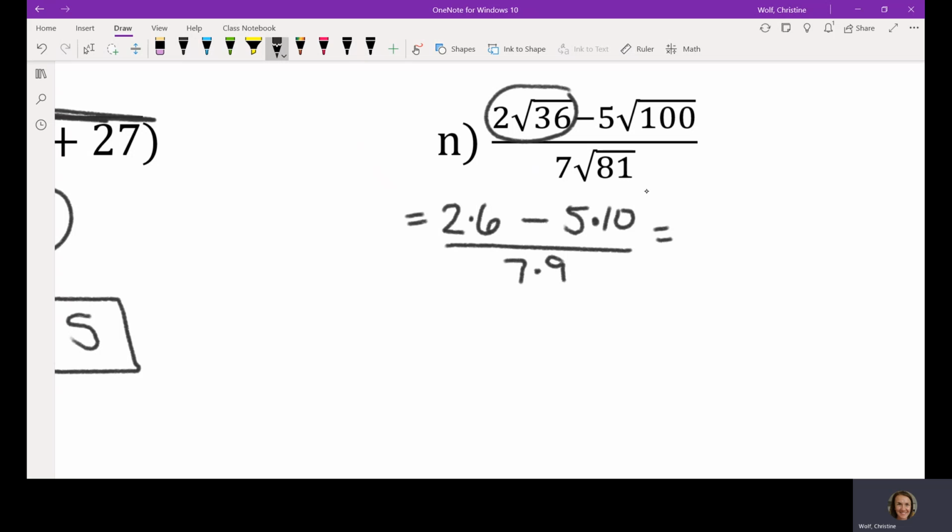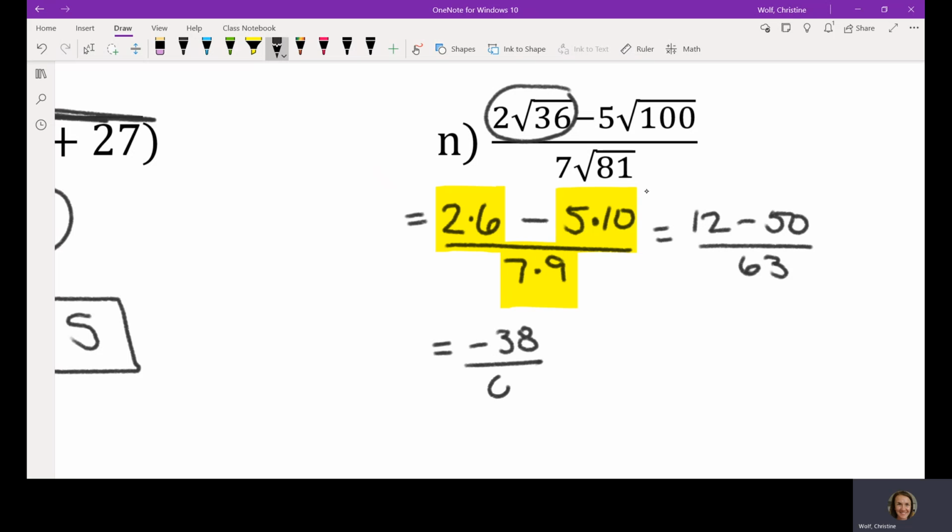I'm going to keep cleaning it up because 2 times 6 is actually 12. Minus 5 times 10 is actually 50. Divided by 63. Okay, so don't forget you have to complete the multiplications first. You have to figure out what all these guys are first. Now on top, just simplify the top. 12 minus 50, well, that's negative 38. And on the bottom, 63, nothing's happening to that 63. You cannot reduce that fraction, so you are done.